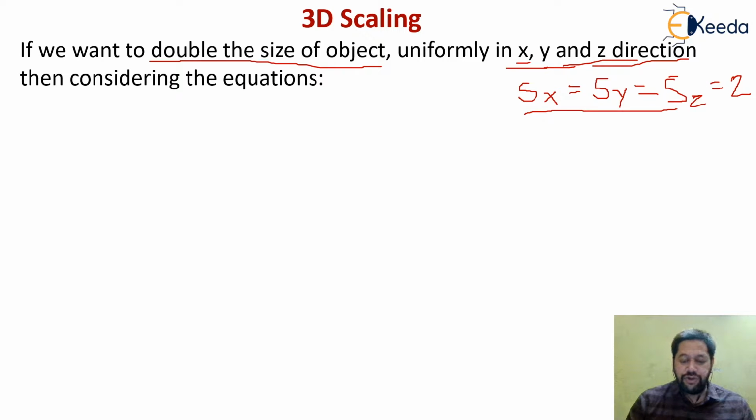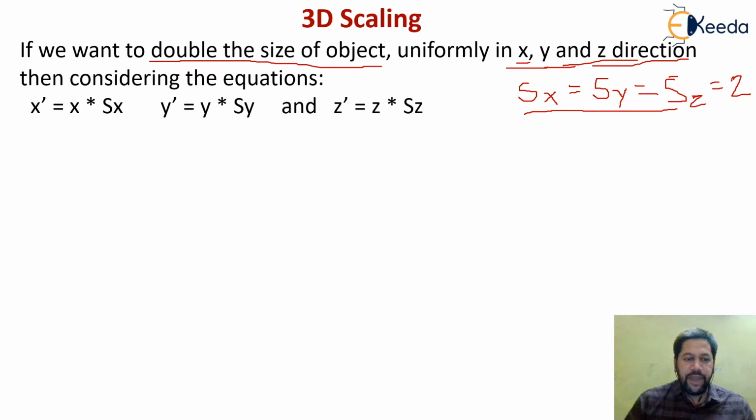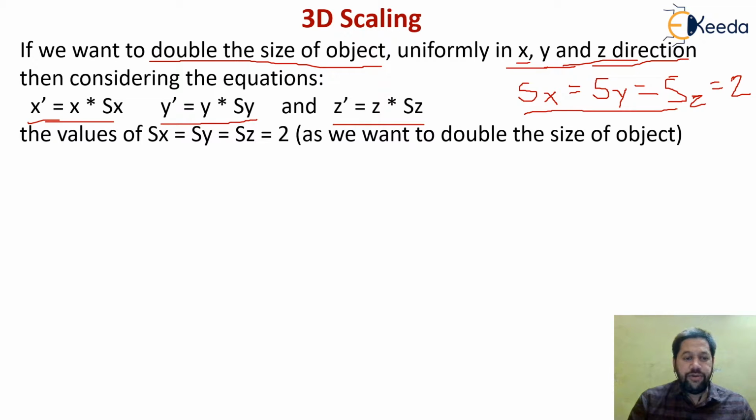Then considering the equations, as all of you know how these values are affecting, I have x dash is equal to x into Sx, y dash is equal to y into Sy, z dash is equal to z into Sz. So these are my multiplication factors, which will be multiplied with x as well as y as well as z. So I'm taking all of these uniformly to double the size of the object.